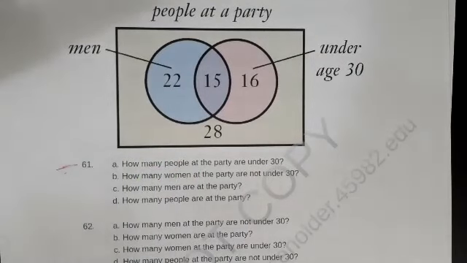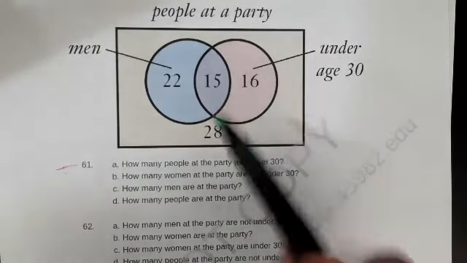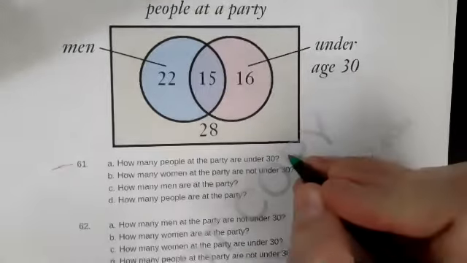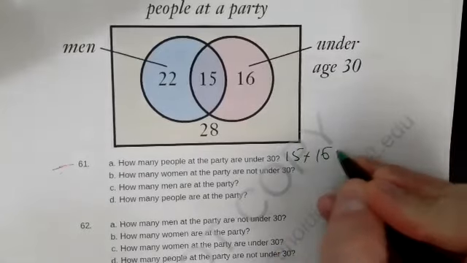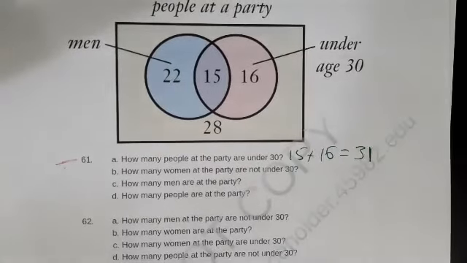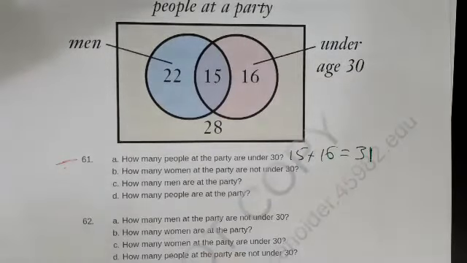So how many people at the party are under 30? If we're looking at how many people are under 30, then give us a bubble for that. So we're looking at everything in this bubble. What numbers did you put? What numbers are you adding there? 15, 16. And 22, right? Yeah, I put 15, 16. We're looking at this bubble of under 30, so it should be this 15 and the 16.